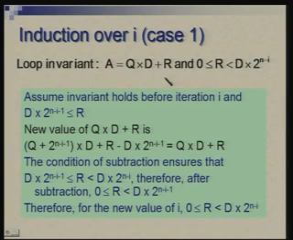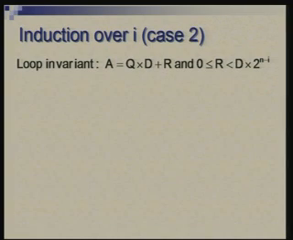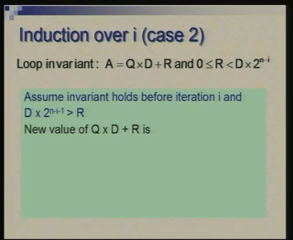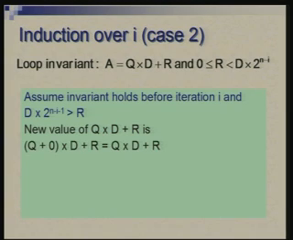So, this was actually the more difficult case which we have ensured. The other case, when subtraction is not carried out, is in fact easier. We assume that the invariant holds before the iteration and the subtraction condition is false. That means d into 2 raised to power n minus i minus 1 is greater than r. Now, in this case the new value of q into d plus r is trivially the same as q d plus r, because you are recording a 0, and q was initially 0.